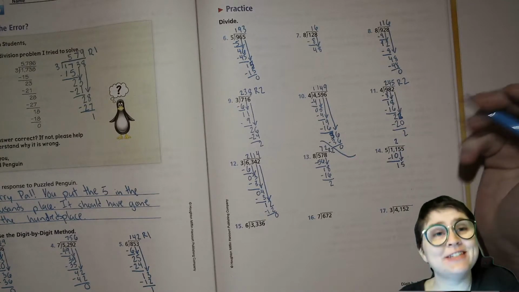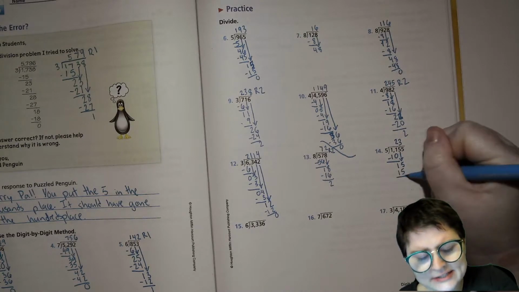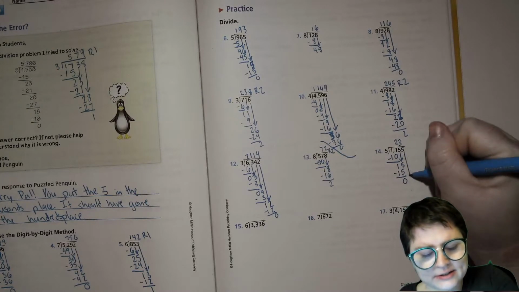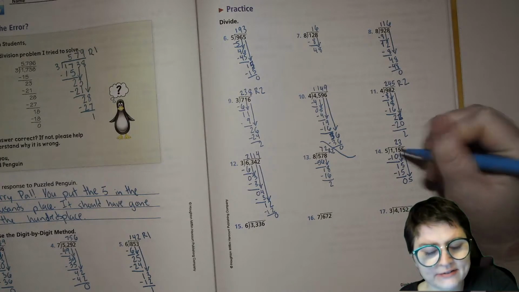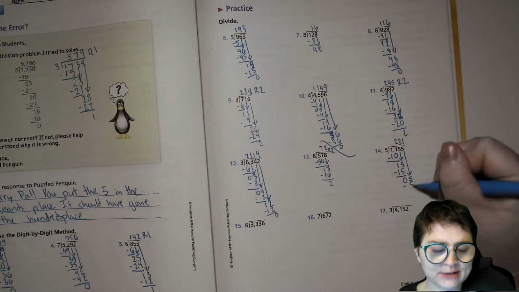5 goes into 15 how many times? 3 times. That's 15. So you multiply, you get 15. Subtract 0, bring it on down, 5, and then that's just 1. No remainder on that one because 5 minus 5 is 0.